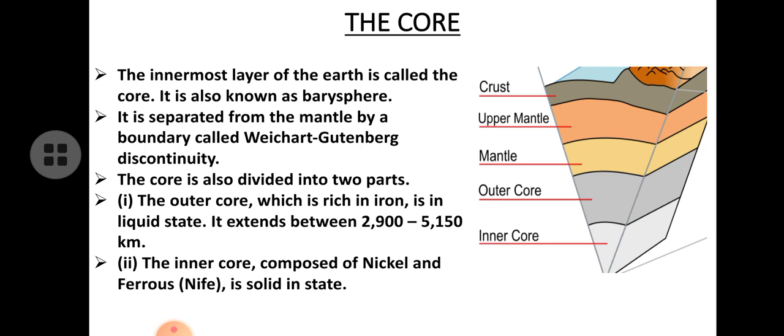The outer core is rich in minerals, rich in iron, which is in liquid state. From 2900 kilometers, it goes deeper up to 5150 kilometers. And the inner core is made of nickel and ferrous, and the inner core is in solid state.